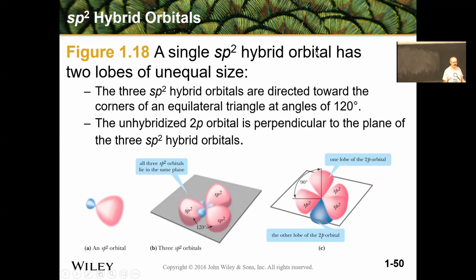A single sp2 hybrid is trigonal planar. It has two lobes of unequal size, and these are oriented 120 degrees apart from each other. We started out with three p orbitals, but we only used two of them for hybridization. That means we have one left over, and that's right here. So here are the three sp2 orbitals in a trigonal planar arrangement. Here is the unhybridized p orbital.